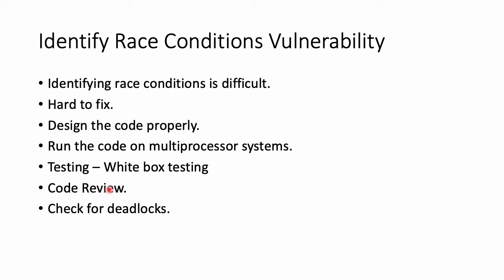Reviewing the source code, identifying the functions in the code which can have synchronous actions, calling those functions multiple times and checking for the likelihood of any deadlocks or system crash will help in identifying these race conditions. Deadlocks here are nothing but a set of blocked processes, each holding a resource and waiting to acquire a resource held by another process. So these are some of the ways that we can identify the race condition vulnerability.